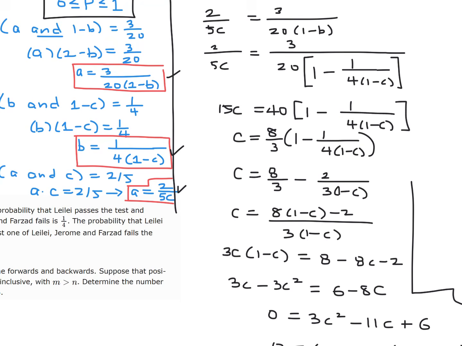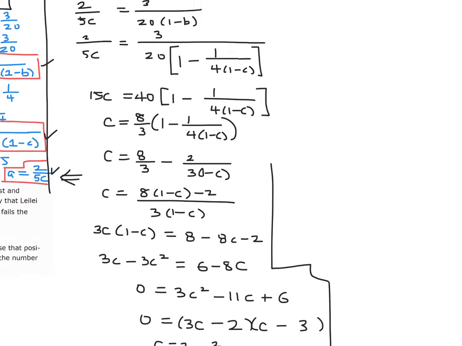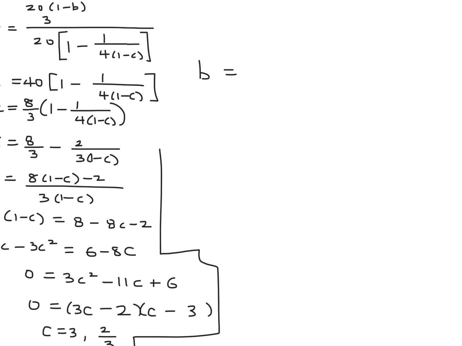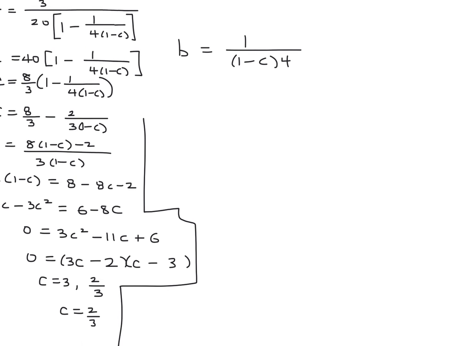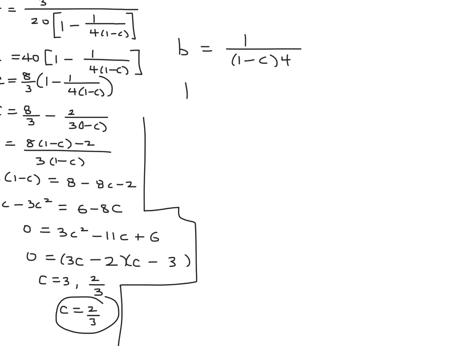So using these equations, we can figure out B, and we can figure out A. So B is equal to 1 over 1 minus C times 4, correct? Let me just double check, yeah. So when I plug in C is equal to 2 over 3, and you can calculate that, B will come out to 3 over 4. And similarly, A, which was 2 over 5C, when you plug in C equals 2 over 3, you'll calculate that A is equal to 3 over 5.